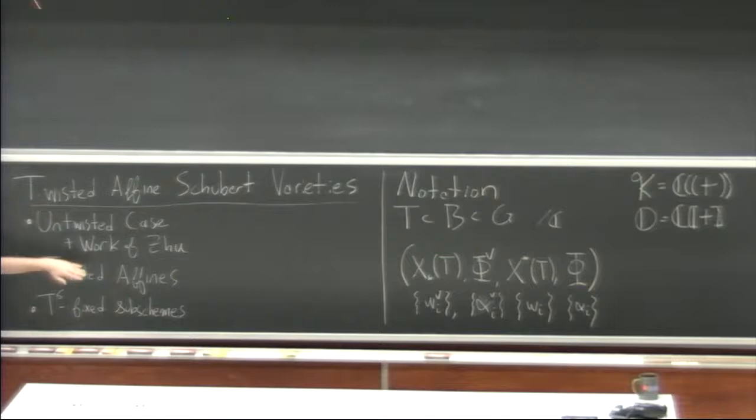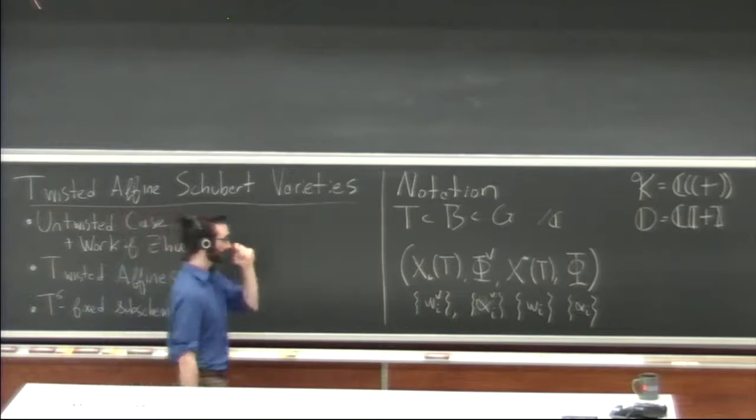Once I discuss the basics in the untwisted case and this work that is being generalized, I'll discuss the twisted affine Schubert varieties, and then I'll move on to the T sigma fixed subschemes. So I'll get to this at that point. So this is a talk in Lie theory.